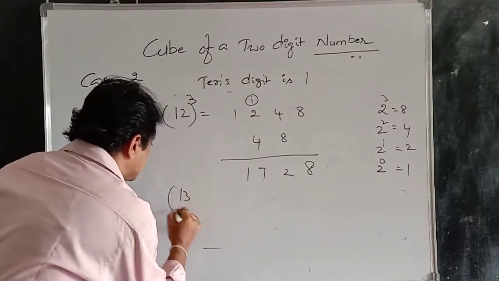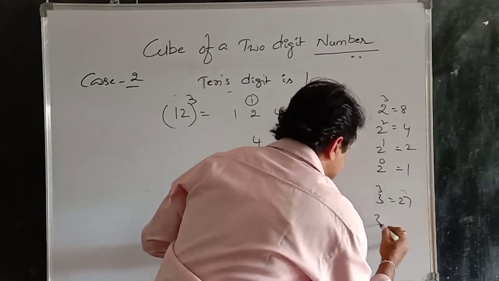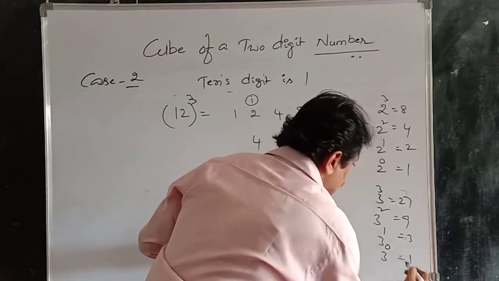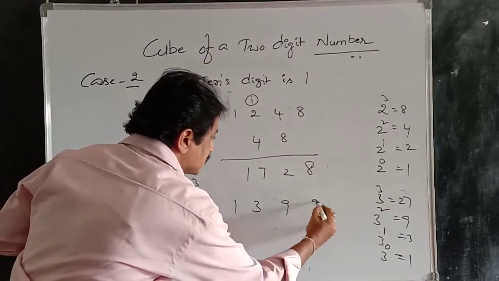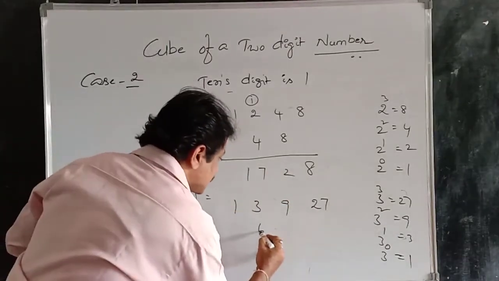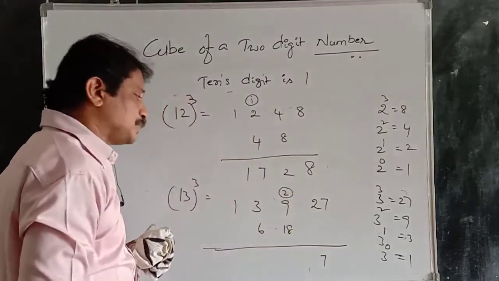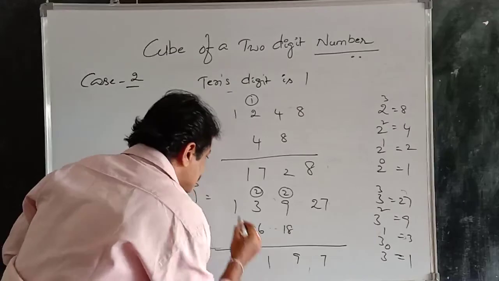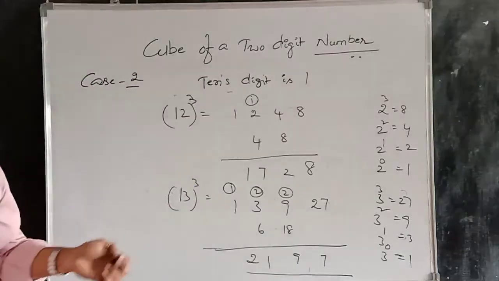For example, you want to find the 13 cube. What you have to do? Same. 3 cube, 27. 3 square, 9. 3 power 1 is 3. 3 power 0 is 1. So what you have to do? Write from bottom: 1, 3, 9, 27. Leave the first and last. Take the middle ones, twice the numbers. 3 twos are 6, 9 twos are 18. 27, 7, 2 is the carry here. 9 plus 18, 27 plus 2, 29. 2 is carry here. 3 plus 6 is 9, 9 plus 2 is 11. 1 is carry here, 1 plus 1 is 2. 2197 is the answer, 13 cube. In this manner you can find it.